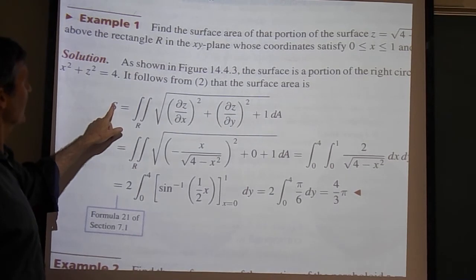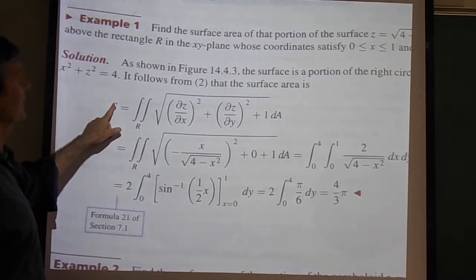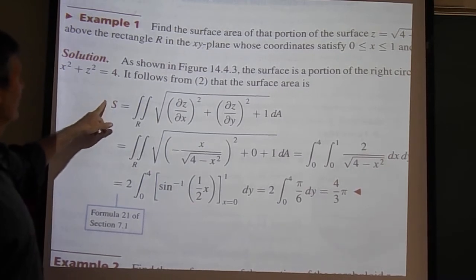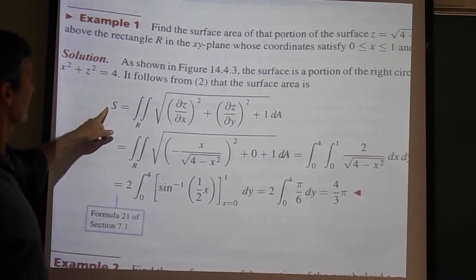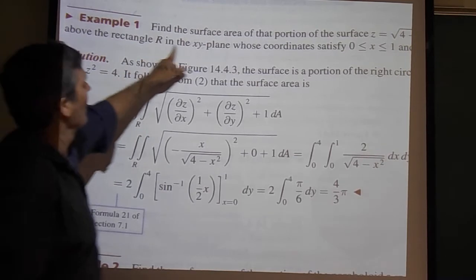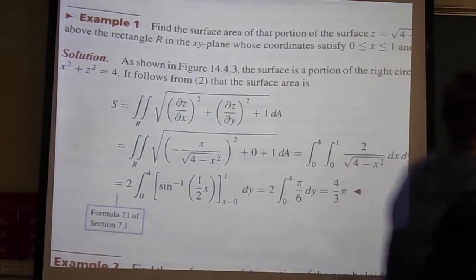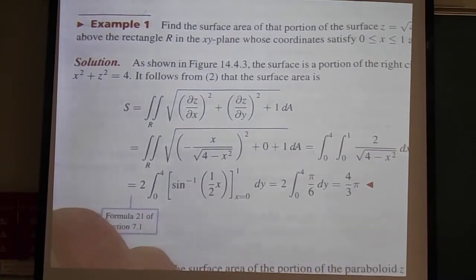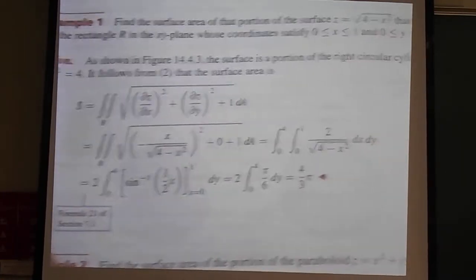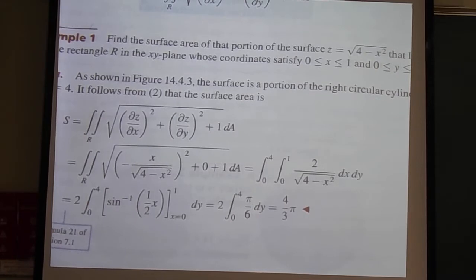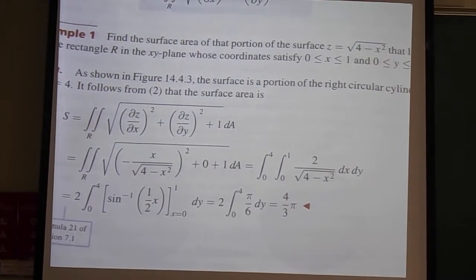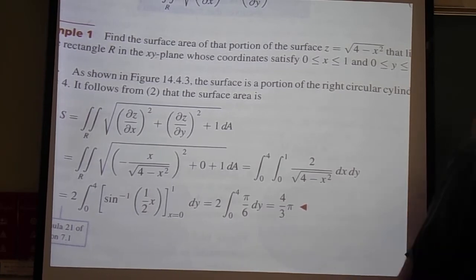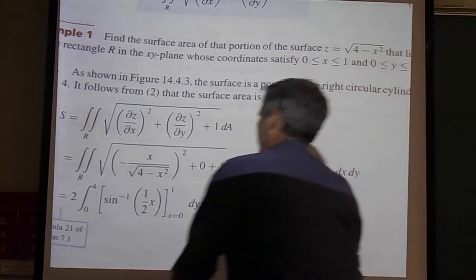So the surface area of this cylinder, if I want to take the portion of the right circular cylinder whose coordinates satisfy x is between 0 and 1, and some of it's cut off here, and y is between 0 and 4. Suppose I want to find the area of that cylinder. So here's what we have. Maybe I should draw the picture just to show you.